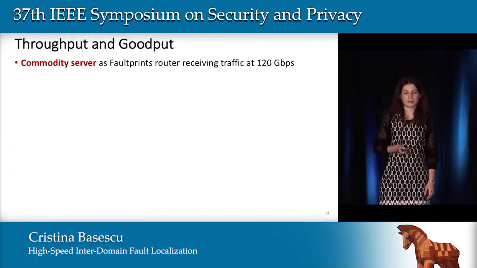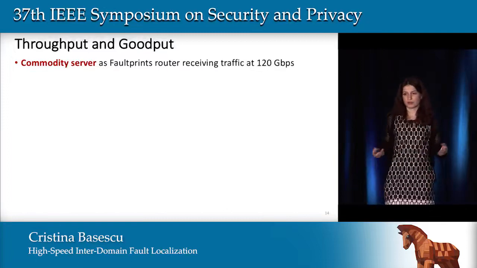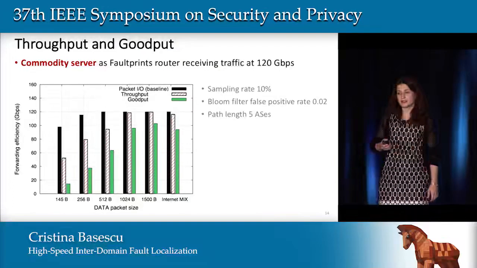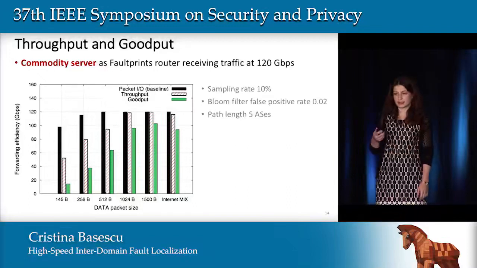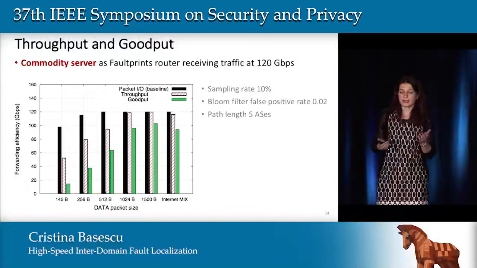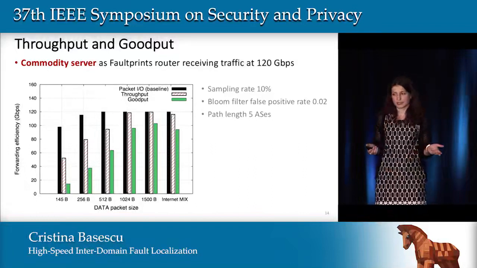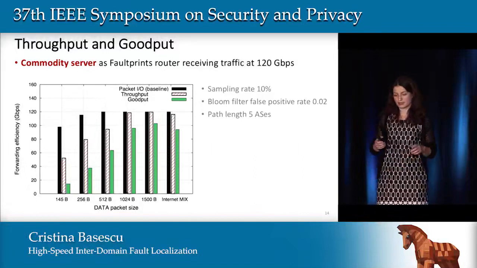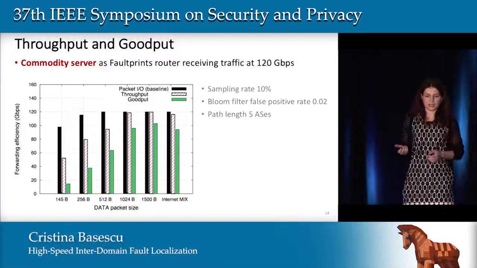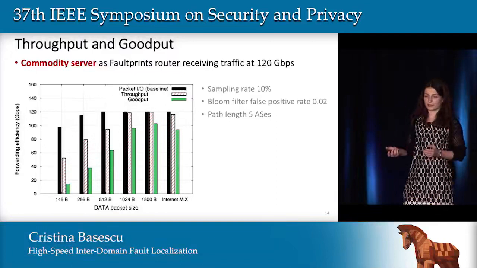Now, regarding throughput, we do not want to slow down existing traffic. Here you can see the data packet size on the x-axis, and on the y-axis, the forwarding efficiency. For small packets, you see that throughput is around 50 gigabits per second, and the goodput is around 15. But for large data packets, greater than 1,024 bytes, the throughput starts being line rate, and the goodput is around 90 gigabits, close to 100 gigabits per second.